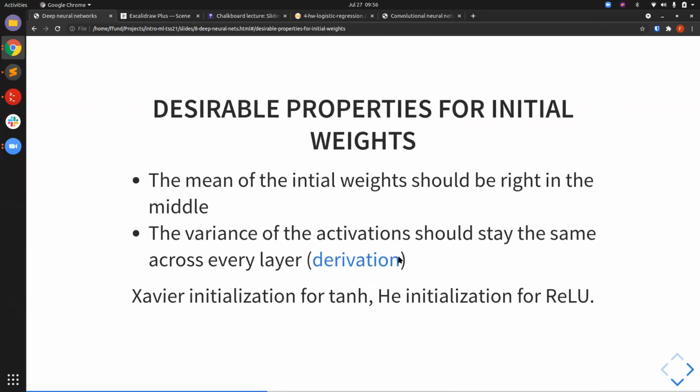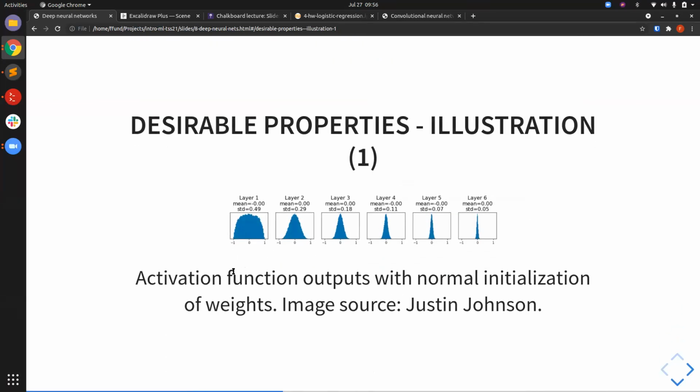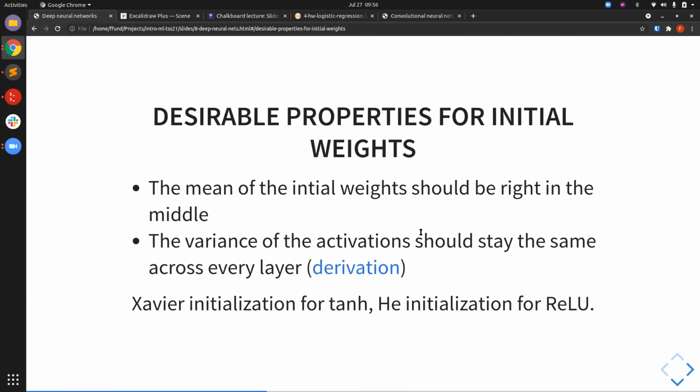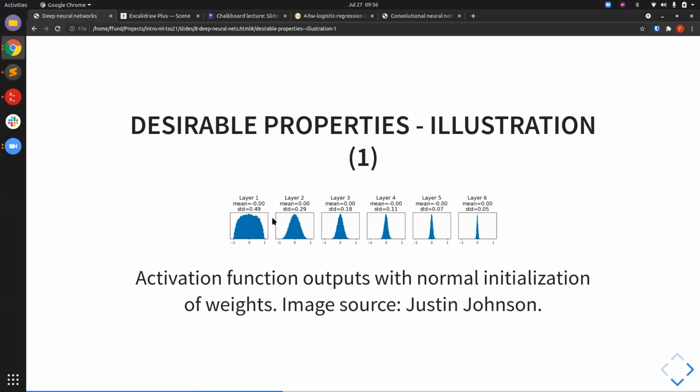We're not going to get into details, but what you would like to have happen for initial weights is that the mean should be right in the middle of the activation function. And you want the variance of the activation functions to be the same across every layer. So if you take your initial weights, look at the output of activation functions across each layer, you want the variance to look similar at every layer.